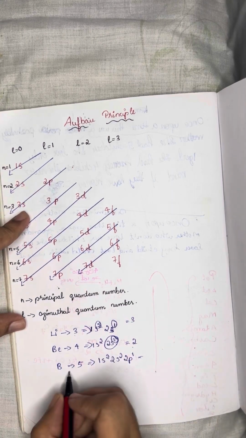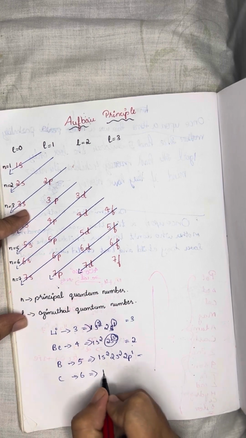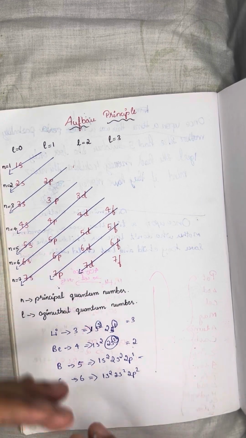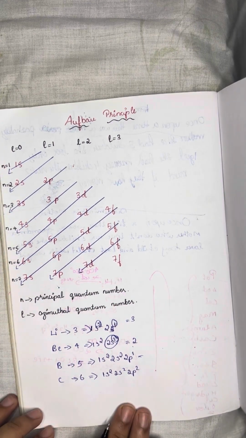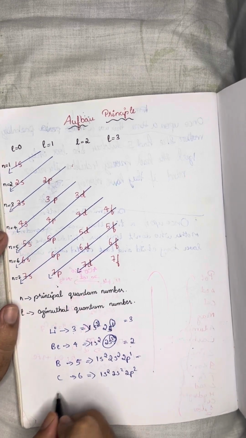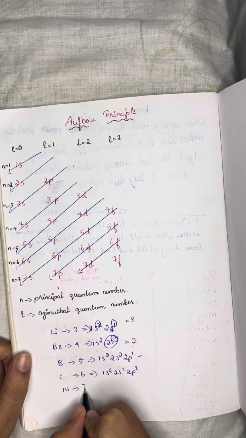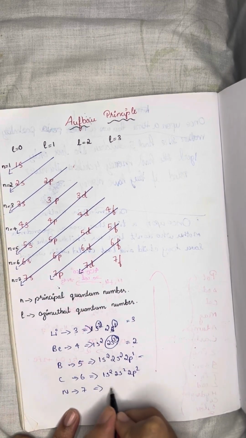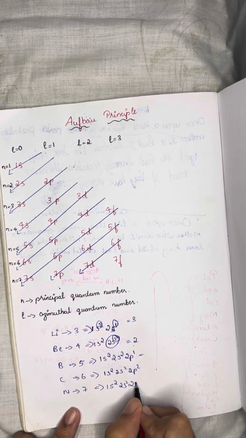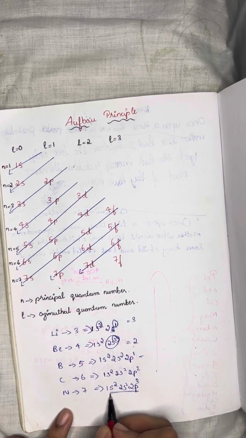And next, carbon, the atomic number is 6, right? So here 1s2, 2s2, 2p2. When we count the sum of these electrons in total, it should be 6. So that's how the Aufbau principle works. Let me write for the next element, that is nitrogen. For nitrogen, you know the atomic number is 7, right? So how will you write it? 1s2, 2s2, 2p3. So for nitrogen, this is the electronic configuration.